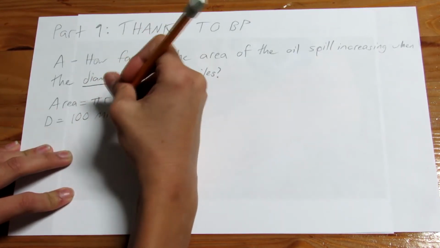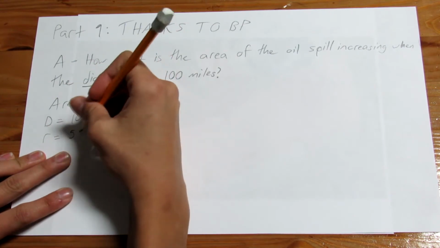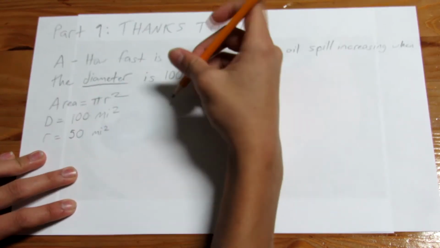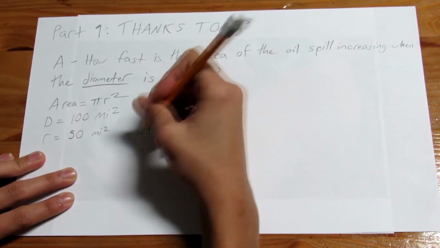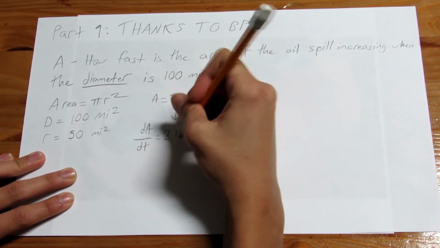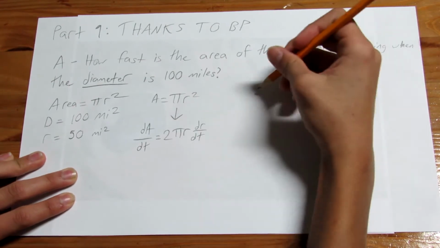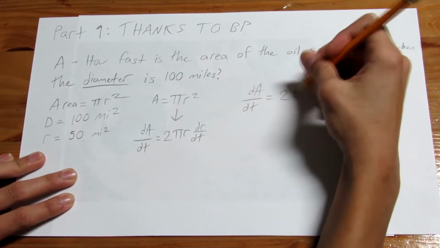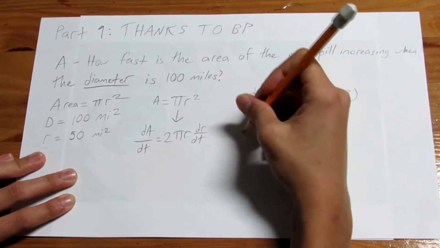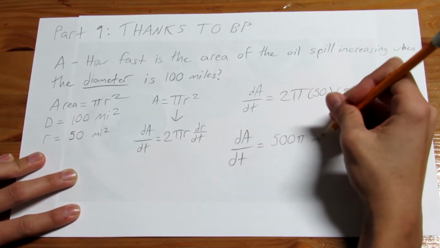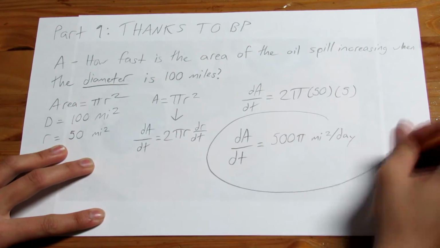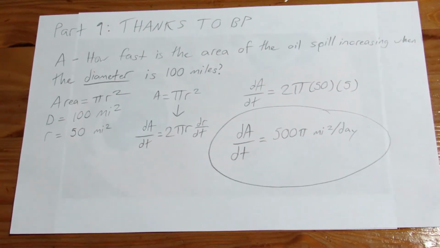Next, our diameter is 100 miles, which makes our radius 50 miles. The equation for the derivative of the area equation is dA/dt equals 2 pi r times dr/dt. Now that we have these, it's time to plug in our numbers. After plugging in the values for radius and dr/dt, we get our answer: the oil spill's area is increasing at a rate of 500 pi miles squared each day.